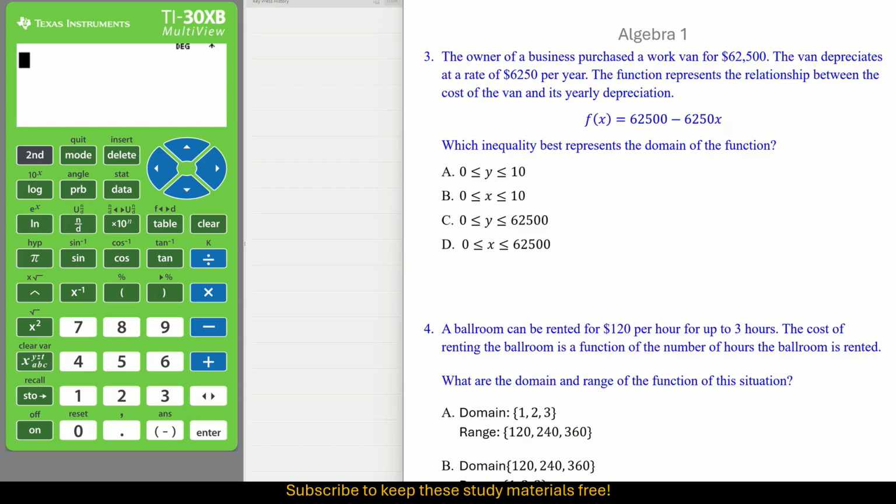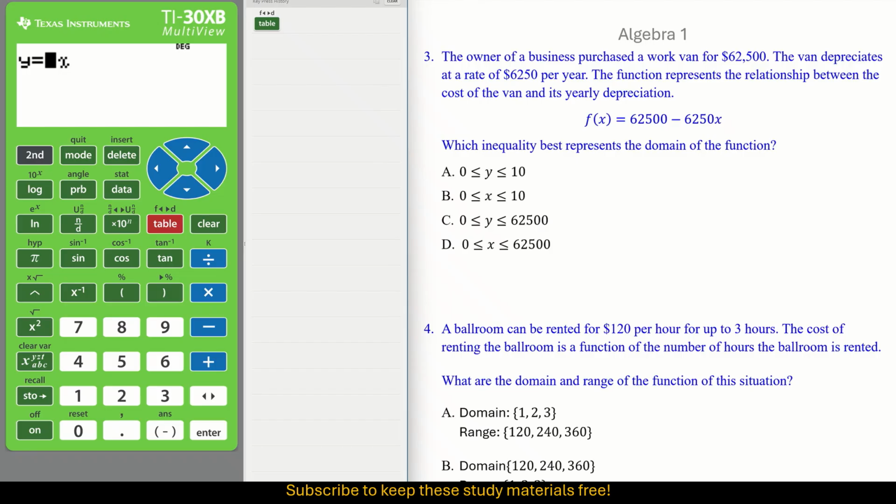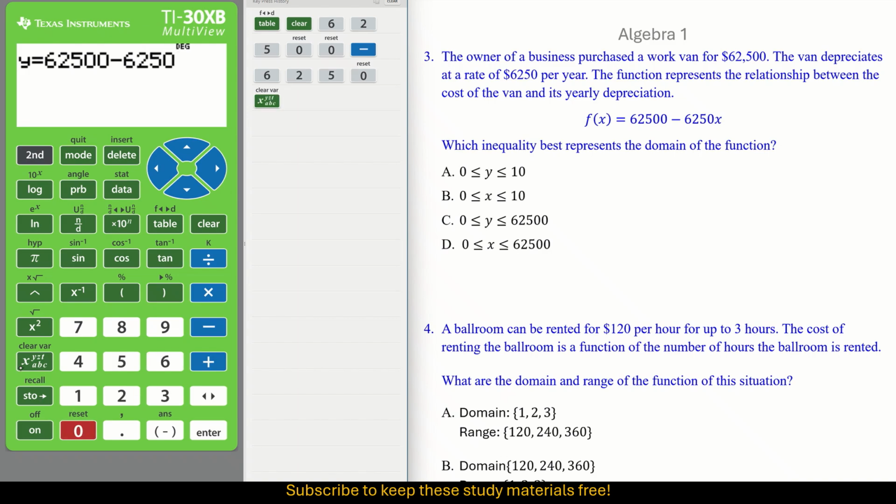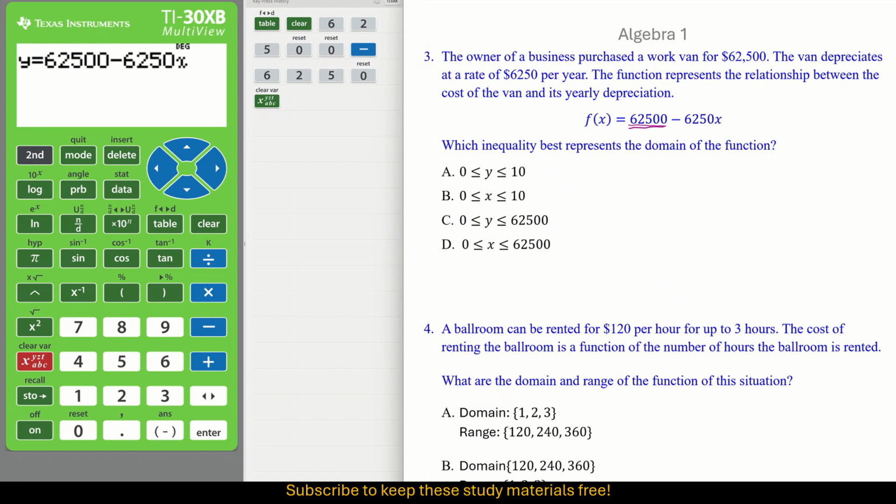Okay, to solve number 3 using the TI-30, we need to push the table function, clear out what we have, and enter our given equation, the expression part, of course, 62500 minus 6250x. And remember, this 62,500, that is the initial value or a B value. And I say that for a reason.